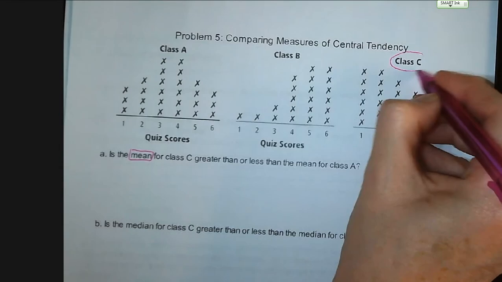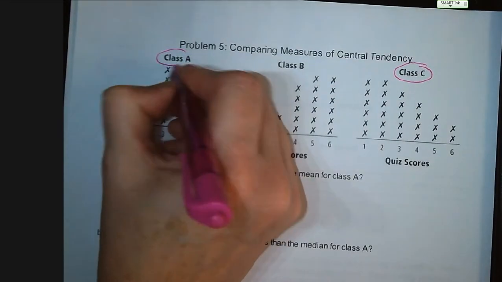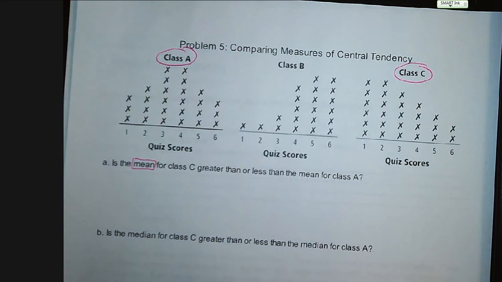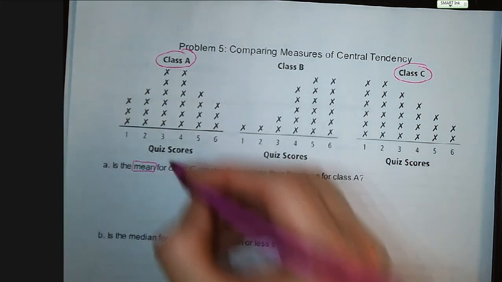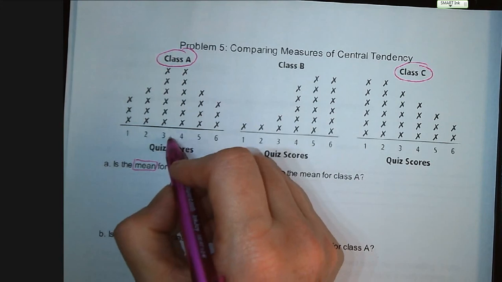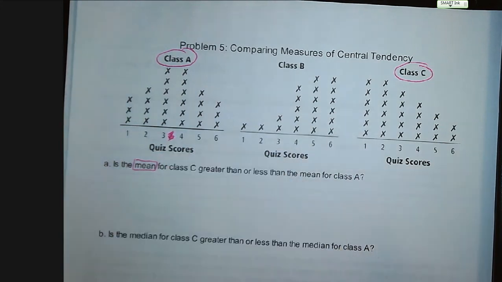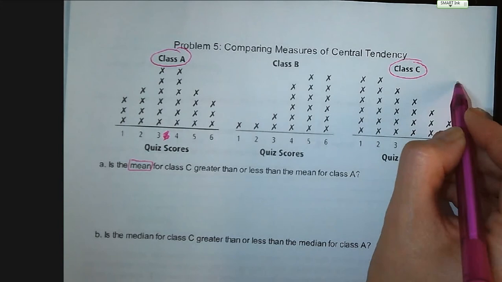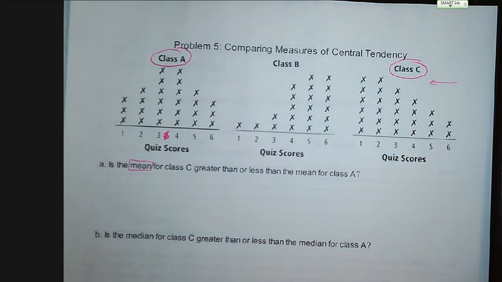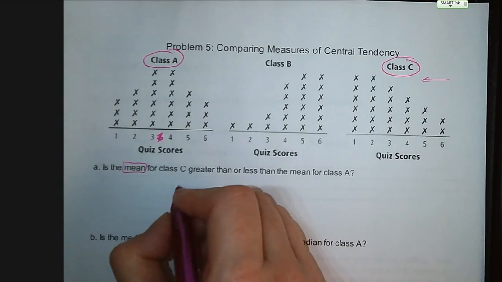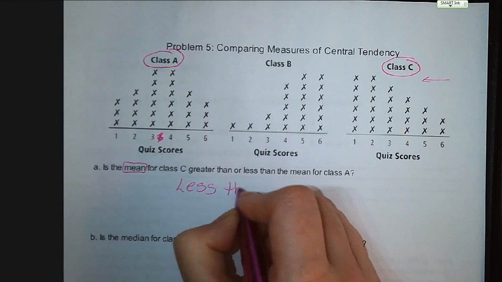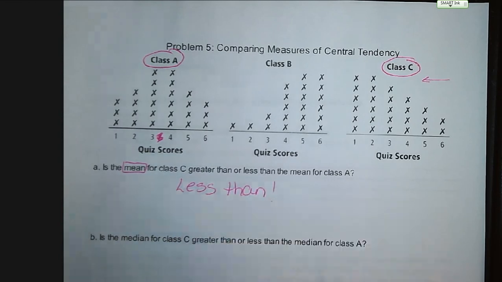So let's just look at Class C and Class A. We're looking for an average. Where do we think the average, the middle of the data, is going to be on Class A? Well, I see that it's perfectly balanced, so that average is going to be right in the middle there of 3.5. This one looks a little skewed to the left. That was one of our vocab words from the last lesson. So Class C is skewed to the left, so their quiz scores are a little lower. So Class C is going to be less than Class A. We don't even need to do the math to figure it out. We could just look at the graph.